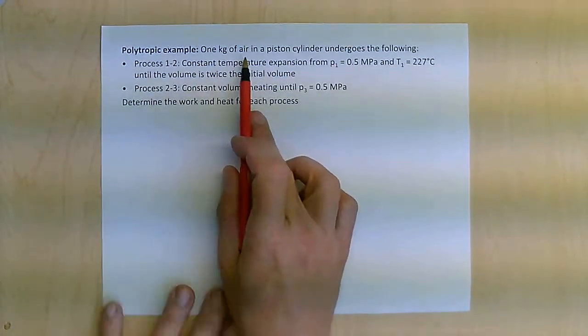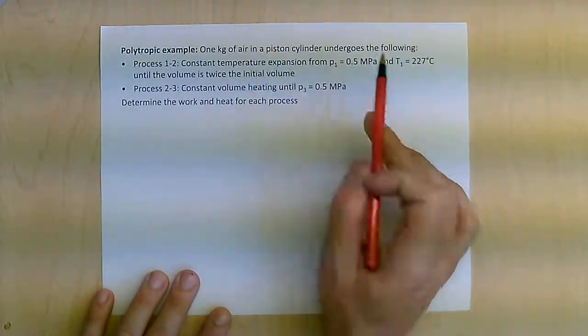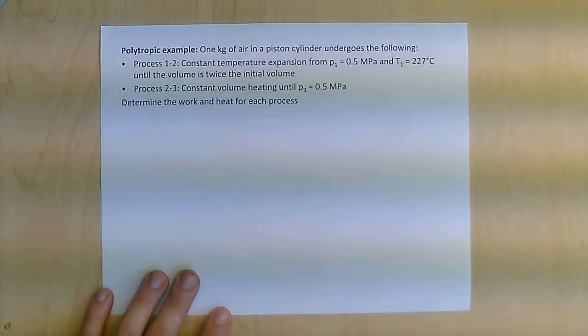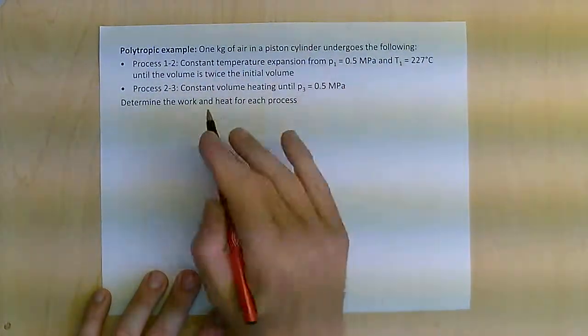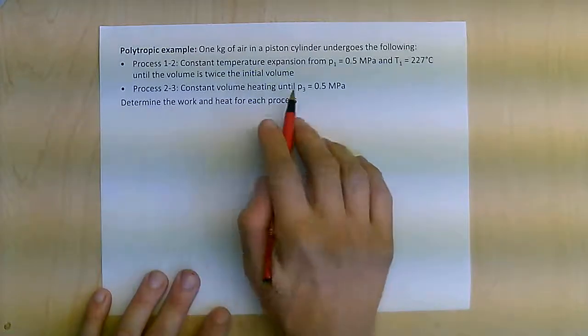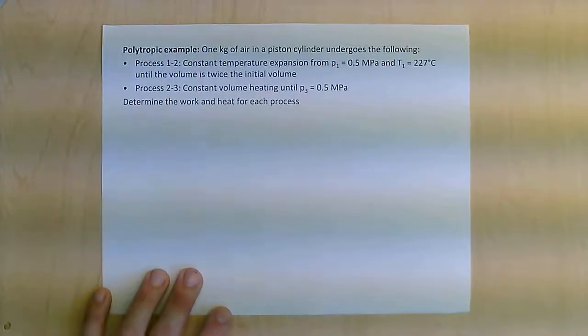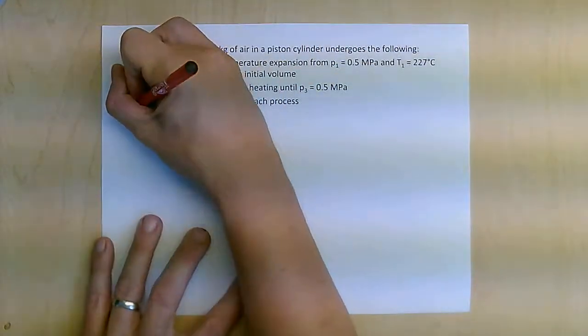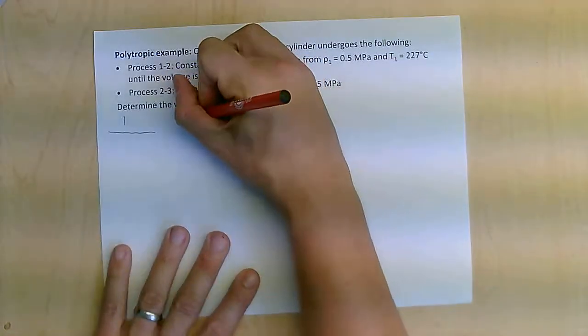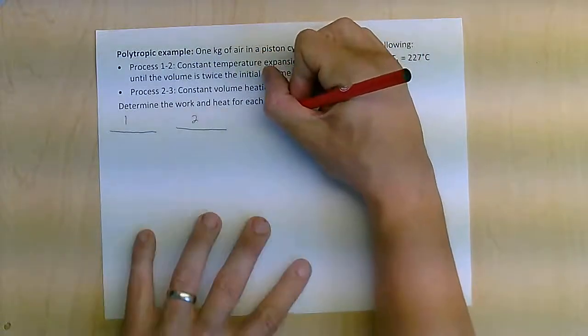Okay, I have 1 kilogram of air in a piston cylinder, and it undergoes two processes: a constant temperature process, and then a constant volume process. I want to find the work and heat for each process. So I have three states, and the first thing I'm going to do is set those states.